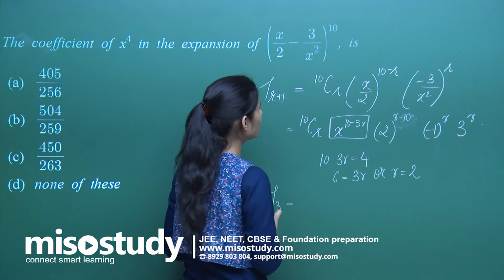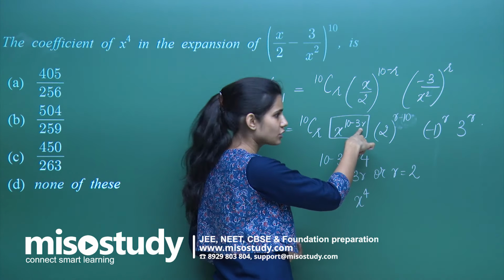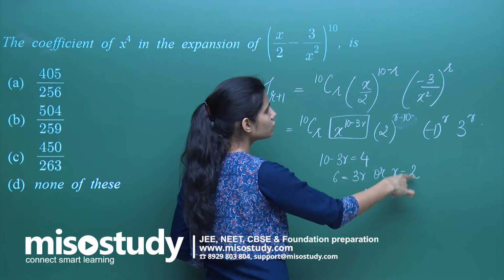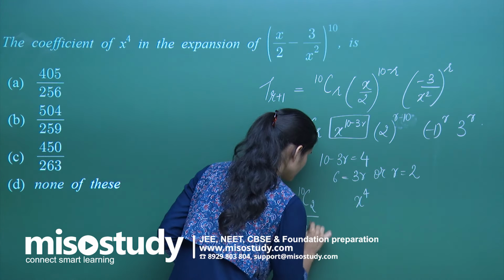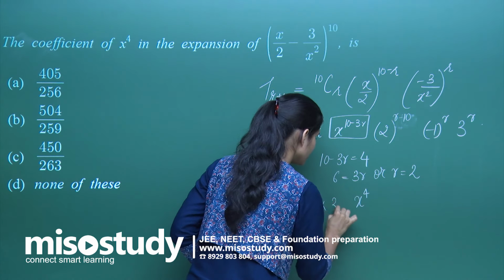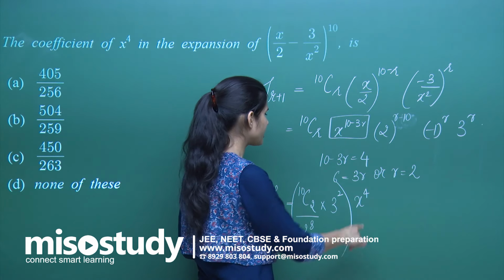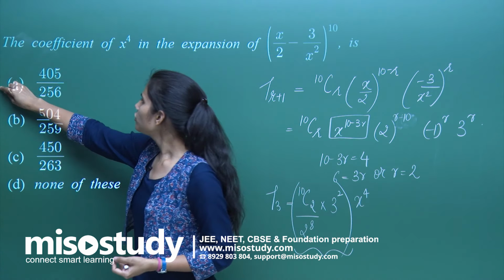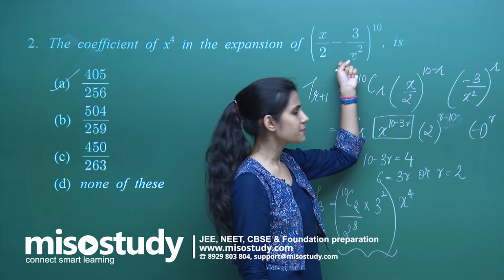So, the third term becomes what? Obviously, x to the power 4 is there, because for r equals 2, this is x to the power 4. Then it is 10c2, because r is 2, 10c2, 2 to the power 2 minus 10, which is 2 to the power minus 8, or 1 upon 2 to the power 8, minus 1 to the power 2 is 1 only, and this is 3 to the power 2 into x to the power 4. So, what is the coefficient of x to the power 4? Coefficient is this, and the value when you evaluate, it comes out to be 405 by 256. That is the coefficient of x to the power 4 in this binomial expansion.